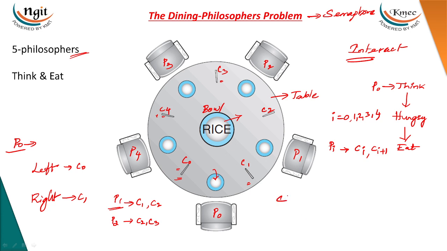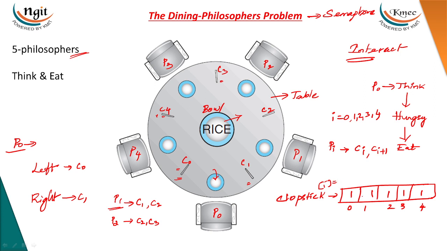How many chopsticks are there? Five chopsticks: 0, 1, 2, 3, 4. If these are all initially available, then chopstick of i equals 1 for all of them.